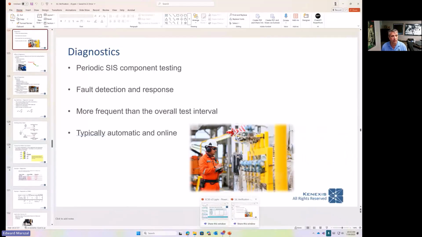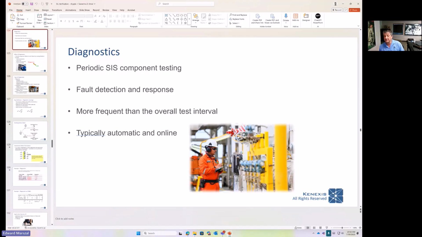Okay, let me close down out of here, and I am now going to go into my PowerPoint slides, and I'm going to go into a Connexus training class. So this is the SIL verification training class that is in the Connexus Integrated Safety Suite in our Process Safety Training Center. Again, we're not here to compete with ISA.